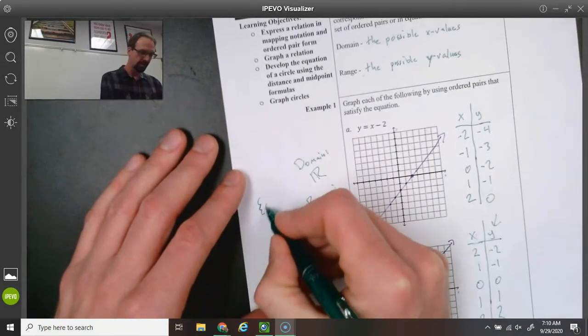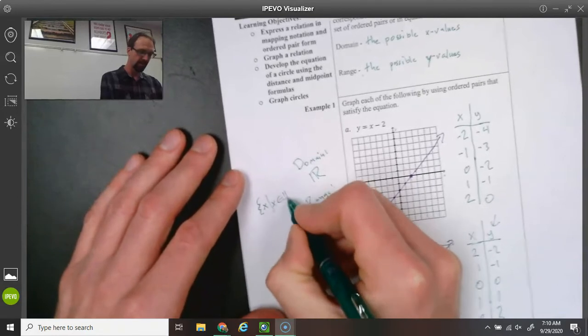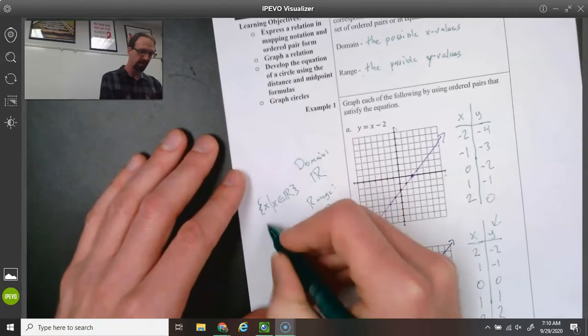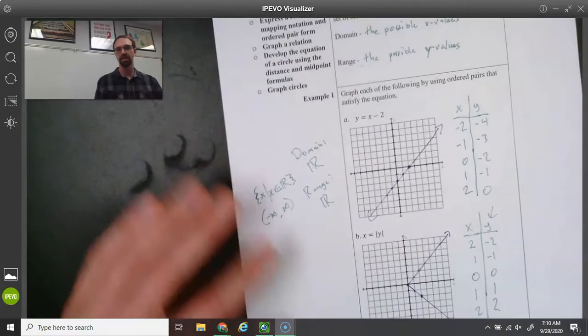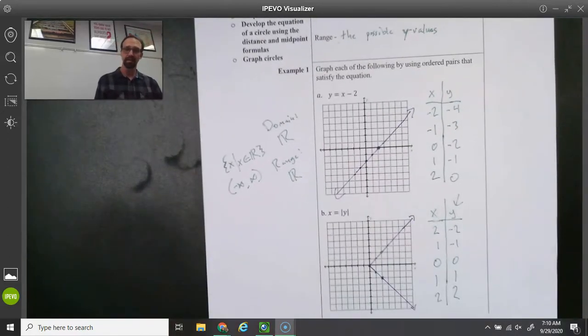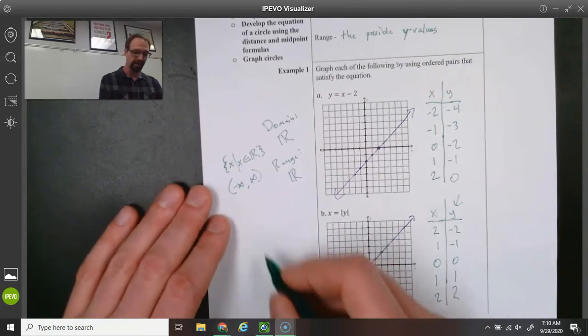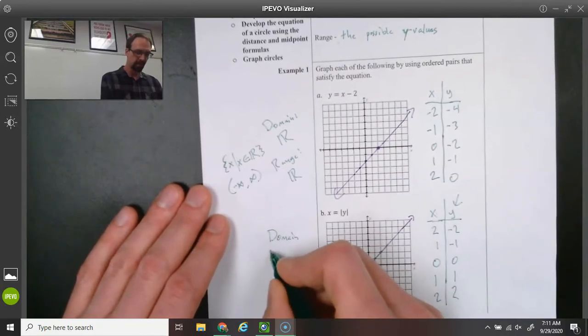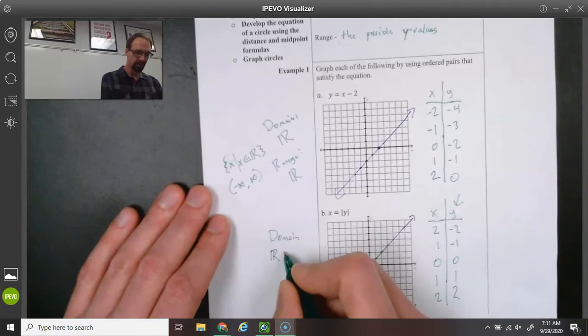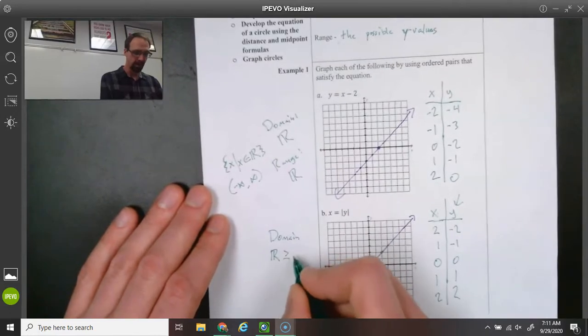The set of x's such that x is an element of the real numbers. We can also talk about this in interval notation from -infinity to infinity. So those mean the same thing. Down here in the bottom with example B, if we look at our domain values, we actually get to a certain point where we can't have a negative domain. So for here, our domain would be all real numbers greater than or equal to 0.